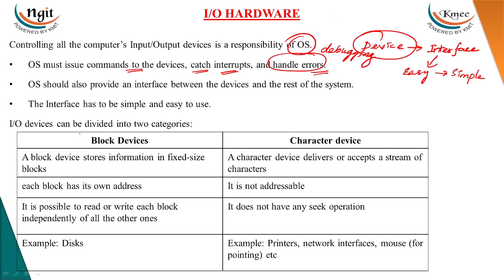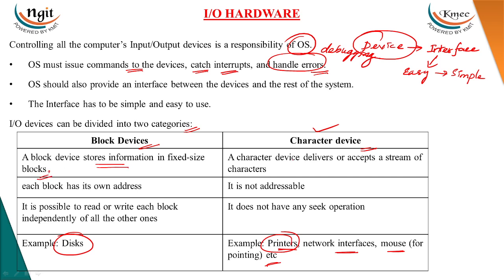There are two types of IO device: first, block devices, and second, character devices. Your magnetic disks belong to block devices, where the data transfer happens block by block. In terms of blocks, the data will be transferred. In character devices, the data will be transferred byte by byte. Printers, network interfaces, mouse, keyboards, etc. are called character devices. The block device stores the information in fixed size blocks.